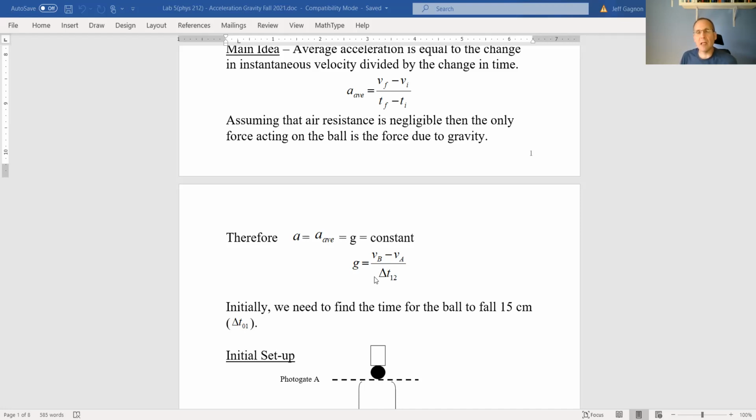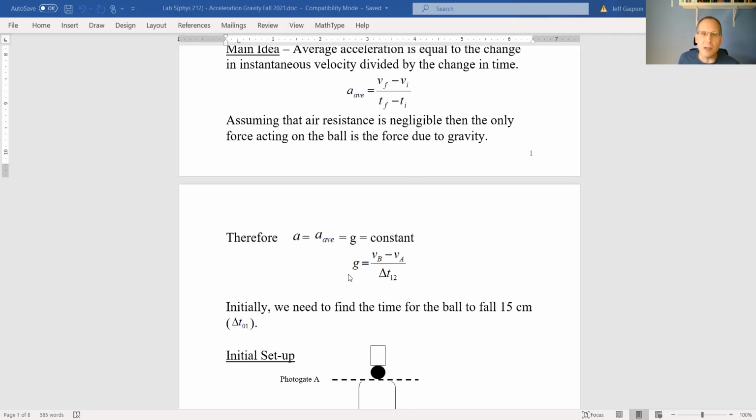And that gives us the acceleration, which we know in this case is g, right? It should be that constant value of around 980 centimeters per second squared. So very simple, change in velocity over change in time. That's how we're going to find the acceleration due to gravity.